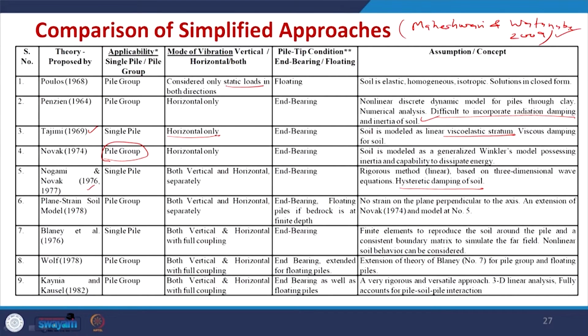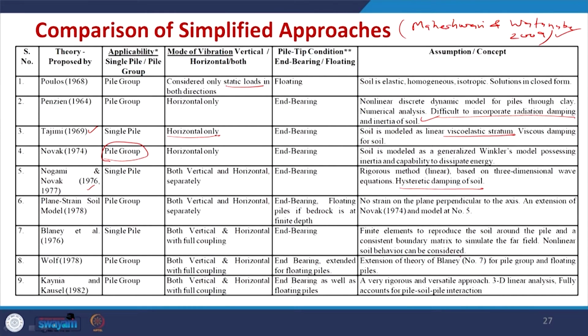Then you have the plane strain soil model. This was for both vertical and horizontal modes separately, for end bearing as well as floating piles, with bedrock at finite depth. Later Blaney et al. did work on single piles, for both modes of vibration, vertical as well as horizontal, and only for end bearing piles, using finite elements to reproduce the soil around the pile and a consistent boundary matrix to simulate the far field.